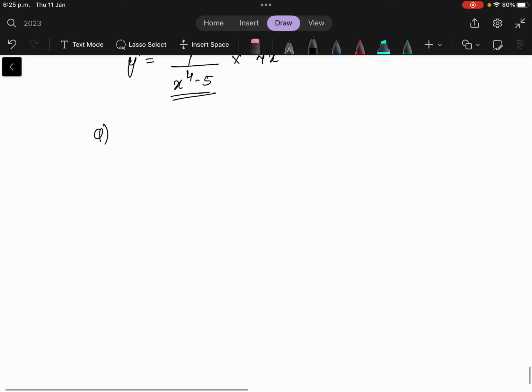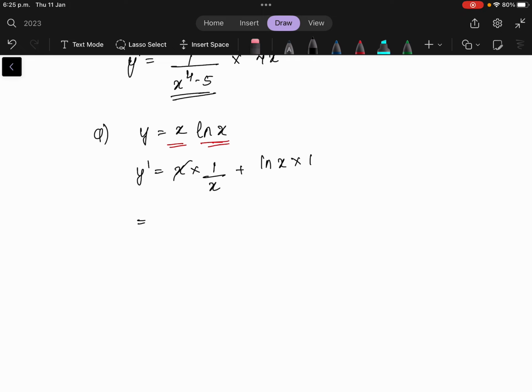So if you have the combination y is equal to x ln x, since you have two terms of x and its product, what you do is y dash is equal to x times, product rule has to be applied, x times 1 over x plus ln x times 1. So in this x will be cancelled, so it's like 1 plus ln x. Okay, I'll show you some more examples of product rule.